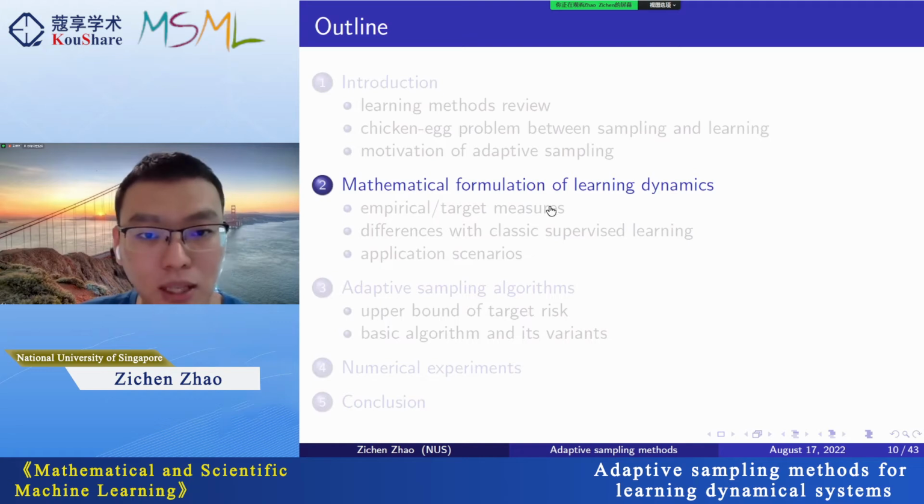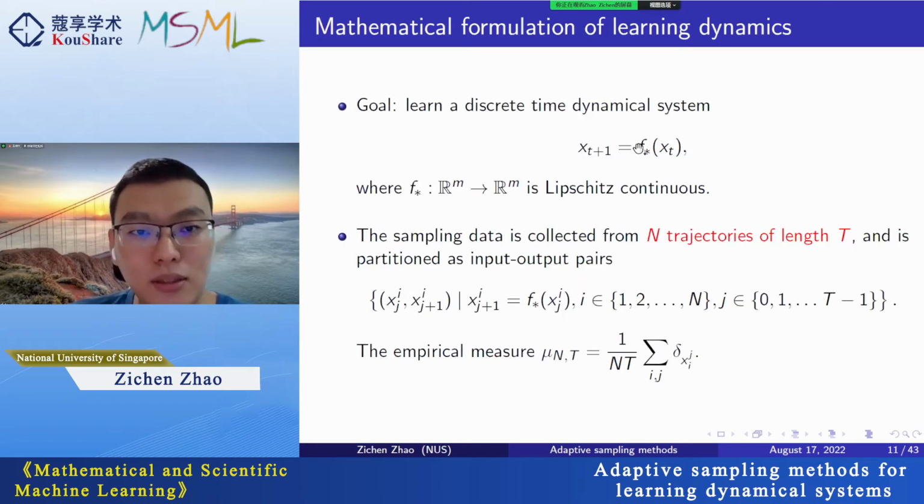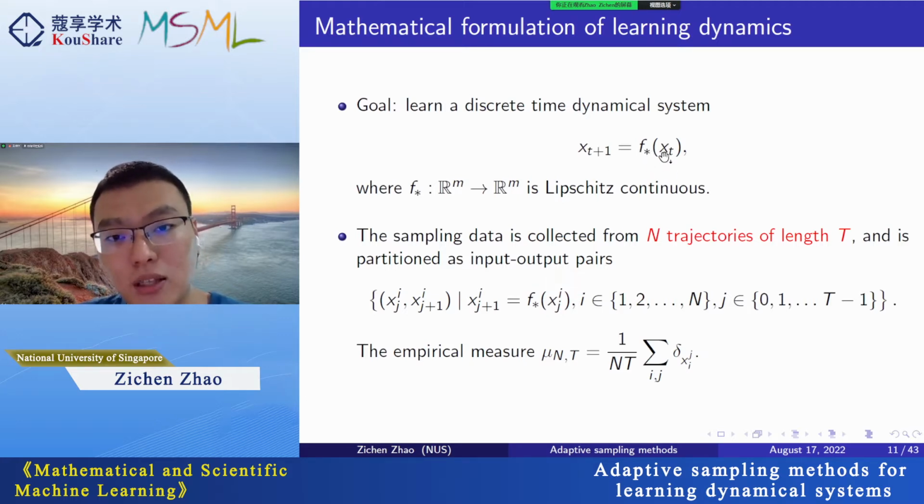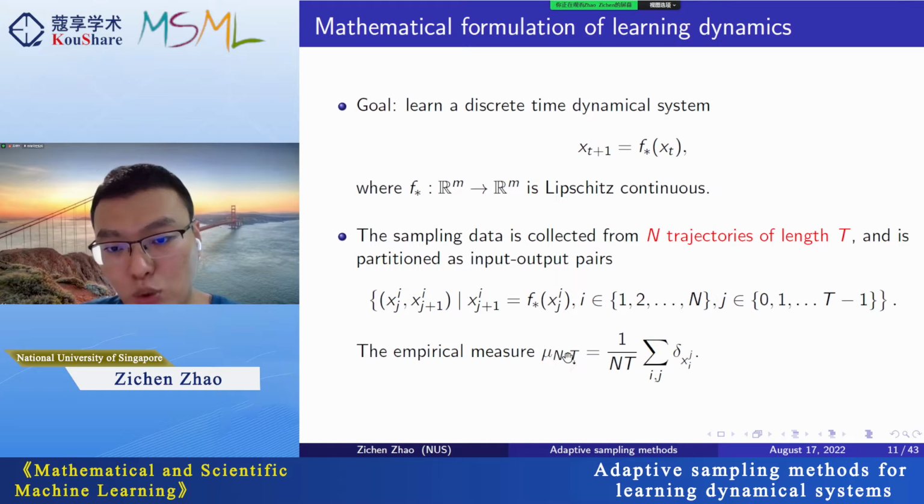Next, I will give the mathematical formulations of learning dynamics. Here we consider the discrete-time dynamical system x_{t+1} equals f star of x_t. Our goal here is to recover the target function f star. In step one, the sampling data is collected from n trajectories with length T and is partitioned as input-output pairs in these forms. And then we can define the empirical measure mu_{n,T}, which is the discrete distribution over the sampled data.